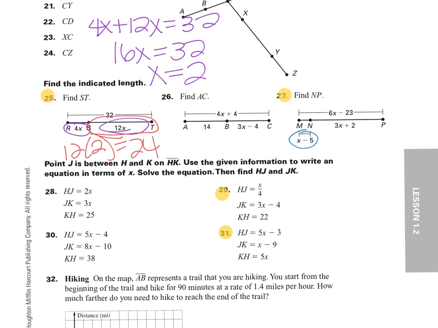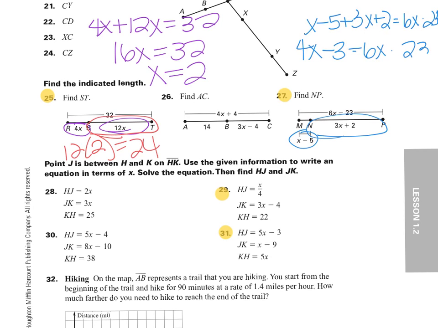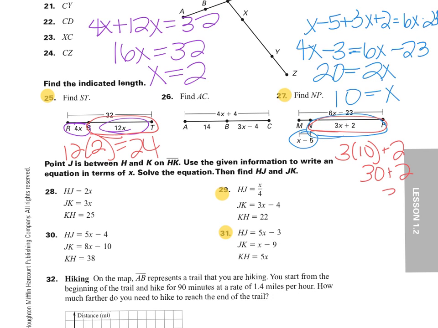27, this little segment is x minus 5, and then 3x plus 2, so x minus 5 plus 3x plus 2 equals 6x minus 23. Combine my like terms, 4x minus 3 equals 6x minus 23. Subtract the 4x and add the 23. x is 10, and then it says to find NP, so 3 times 10 plus 2, which is 32.